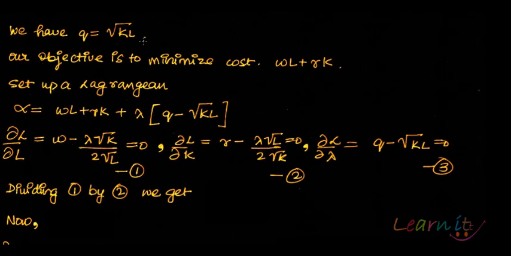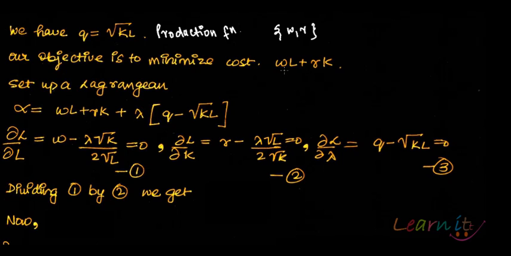We have Q is equal to F of K, L, which is root of KL. This is our production function, and our input cost vector is W, R. W is the wage rate of labor and R is the rental rate of capital. Our objective is to minimize this cost, WL plus RK.